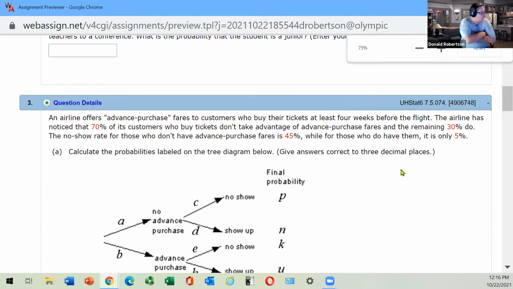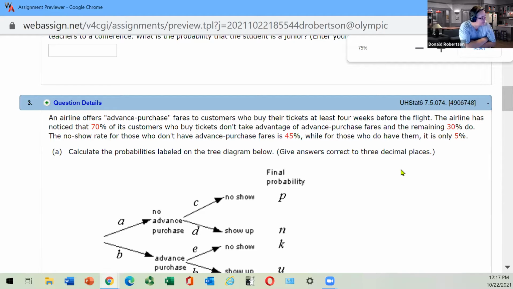An airline offers advance purchase fares to customers, and these are tickets that you buy at least 4 weeks before the flight. If you've ever had to take a last-minute flight, trust me, you don't want to. The prices, unless it's a special deal, the prices are through the roof, aren't they? But if you know you're going to be somewhere in 3 months, you probably get a good deal, right? That's essentially what this is saying. So they want to test it out.